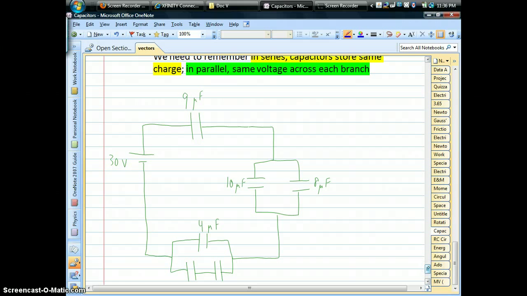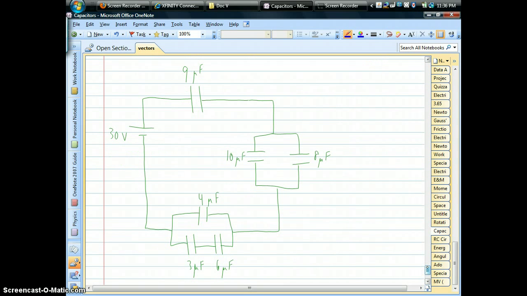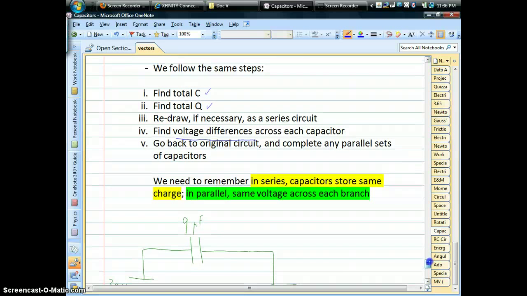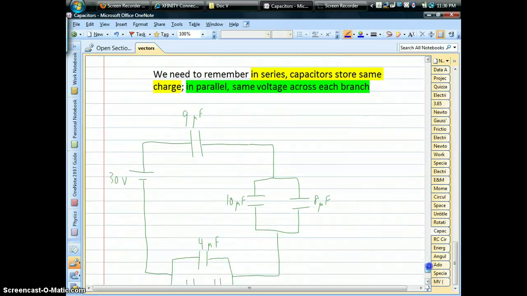It's probably best just to go and jump right into an actual example. Throw some numbers in here. And we have this set of capacitors. Microfarads is a very common unit that you have for capacitors. So, looking at our steps, first couple things we want to find is the total capacitance and the total charge.